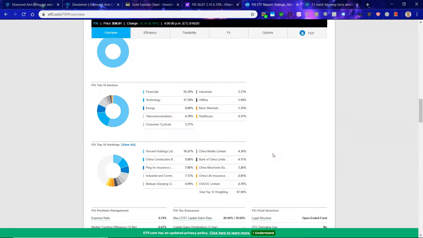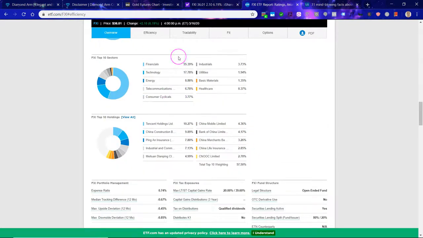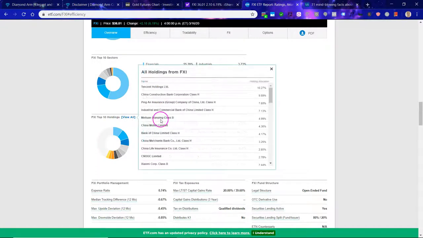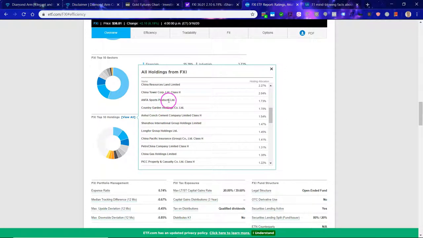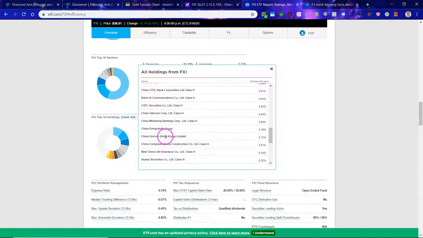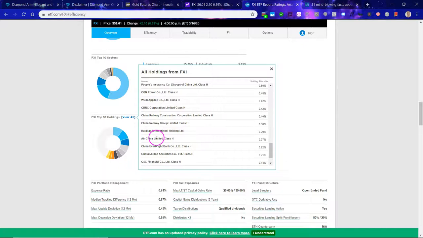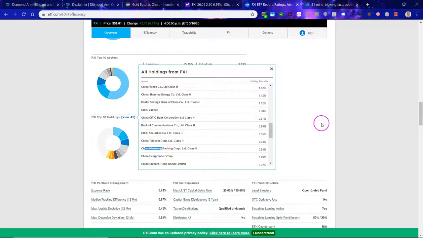Let's look at some of the companies here. Predominantly we have financials, technology, and energy. If you look at the top 10 holdings, you have Tencent, a pretty famous company, China Mobile, Xiaomi, China Agricultural Bank, sports products. So you get a mix. Quite interesting to see how many businesses actually have China in their name.